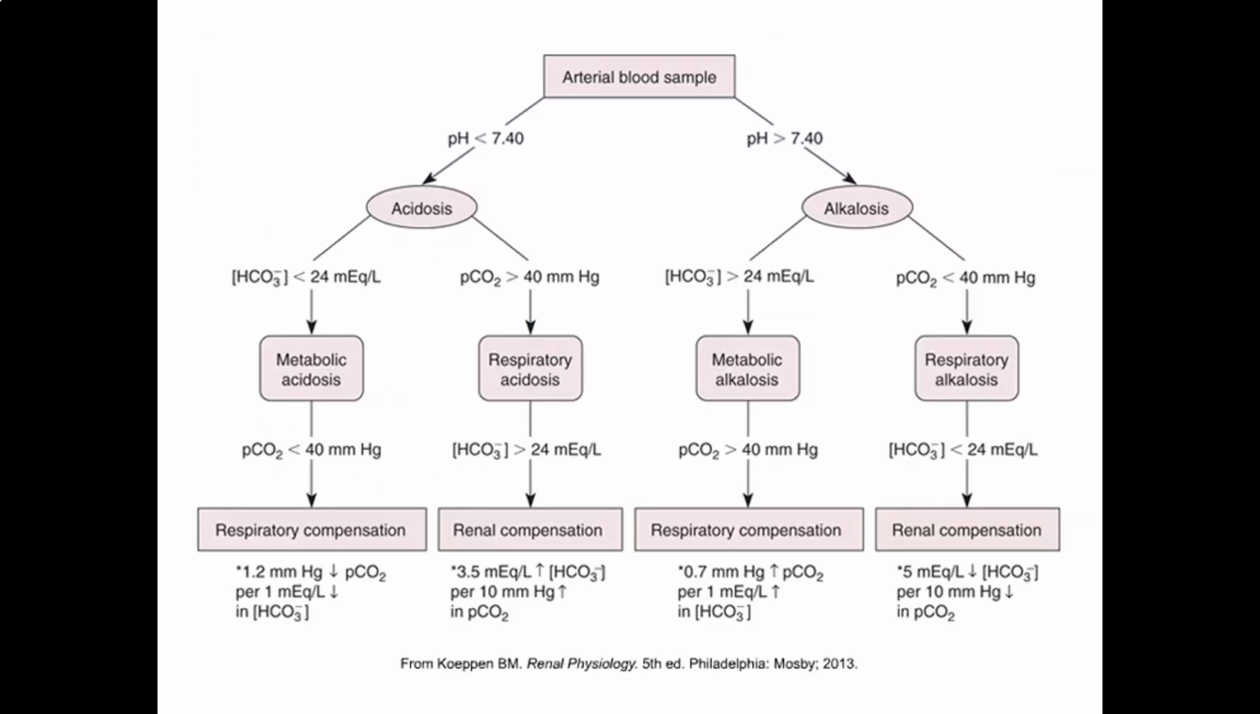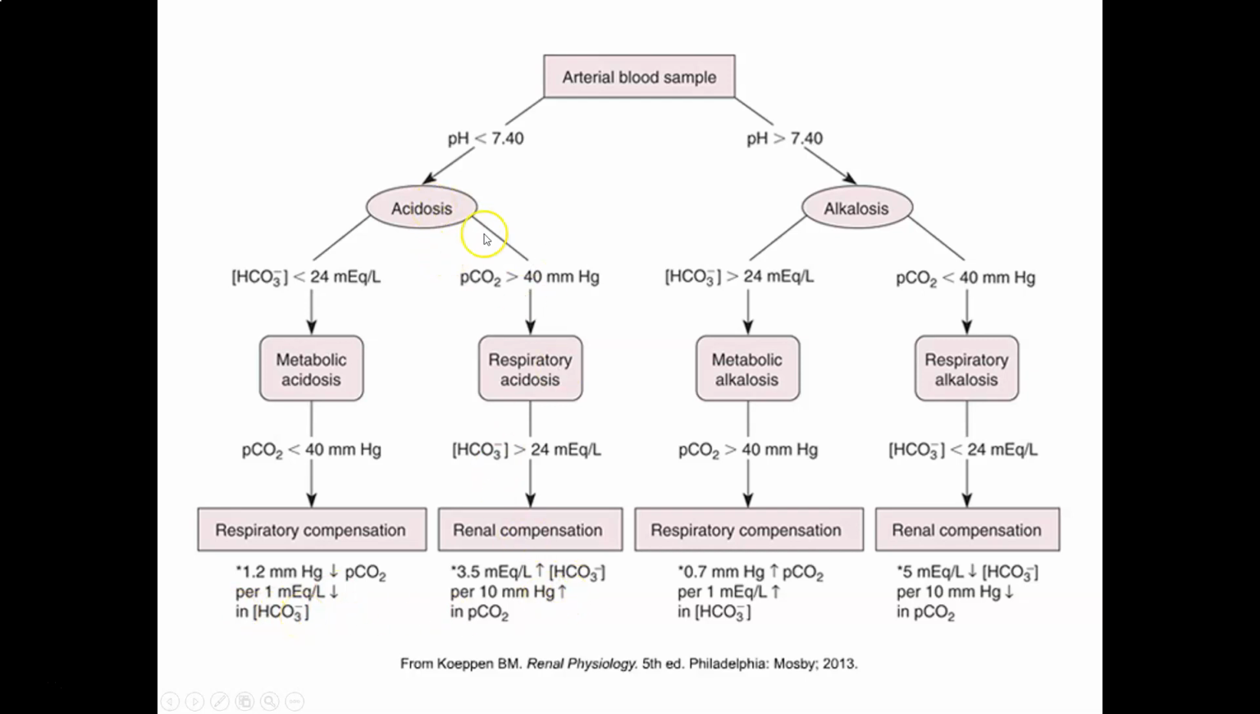And I do like this chart. If you start with an arterial blood sample, if your pH is low, you're in acidosis. If your pH is high, you're in alkalosis. Then if the component that's out of whack is the bicarb, and the bicarb is low, you're in metabolic acidosis. If the CO2 is what's out of whack and it's high, you're in respiratory acidosis. If you're in metabolic acidosis and your PCO2 is less than 40, you have respiratory compensation going on, and there will be a 1.2 millimeter of mercury decrease in PCO2 for every 1 milliequivalent decrease in bicarb.